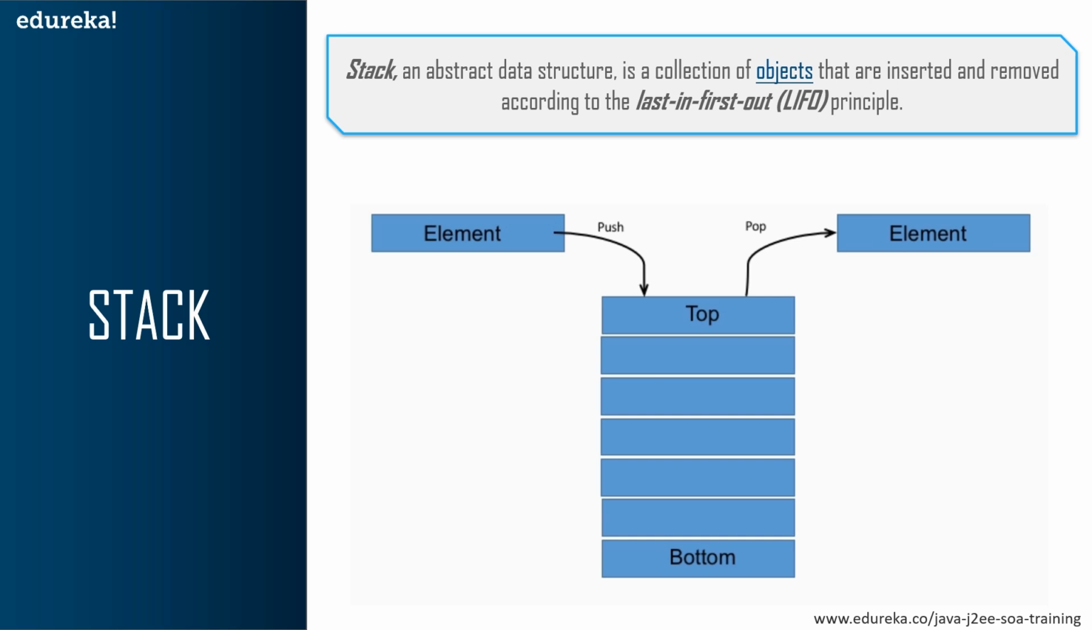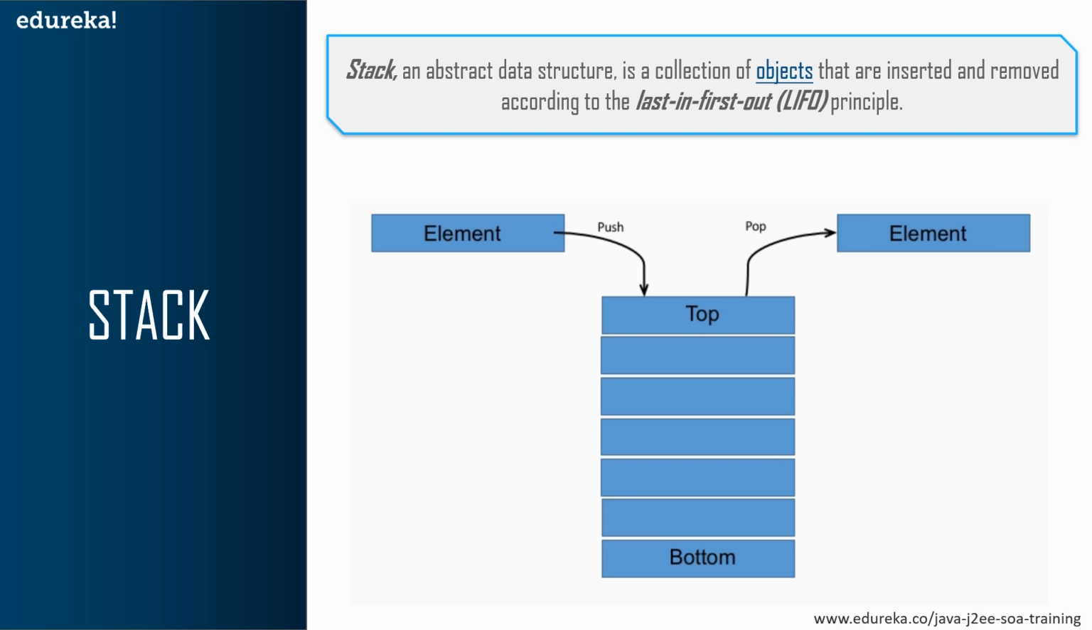You can see here, this is a bottom element and this is a top element. When you push an element into the stack, it goes on top of the bottom. And the last element, that is the top element, can be popped out. Once the top element is popped out, the next element available in the stack can be popped out. But the bottom element cannot be popped out first. Understood? So this is how it works.